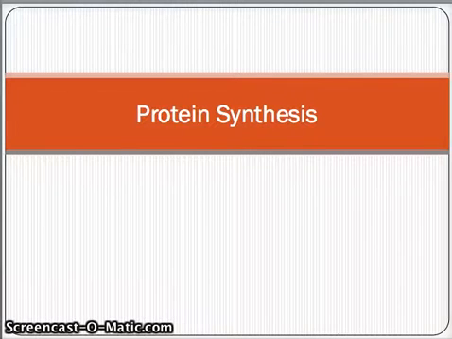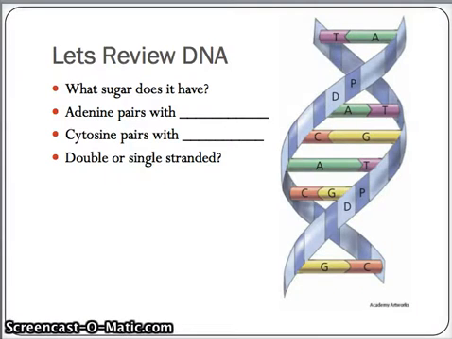Hey guys, so the title of this unit is protein synthesis. To really know how proteins are made, we need to go back and start with DNA. So if you'll remember, let's review it. The sugar in DNA is deoxyribose. A goes with T, G goes with C, and it's double-stranded.